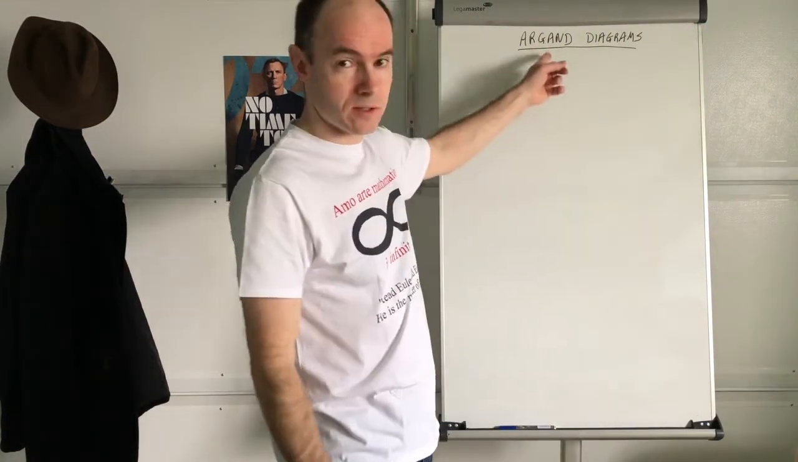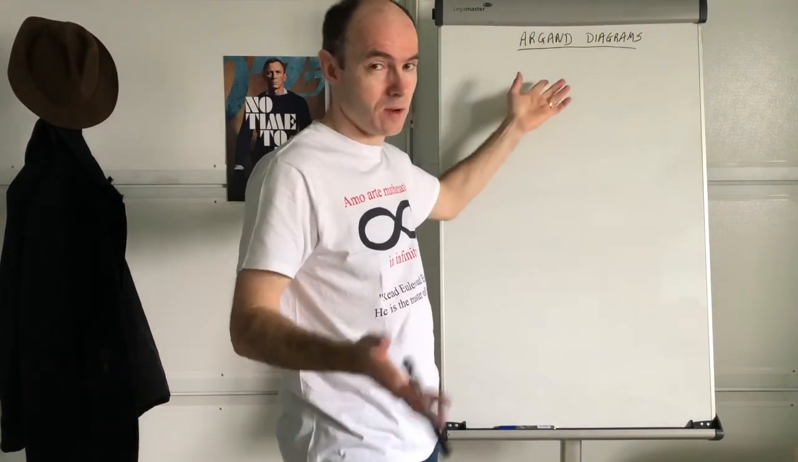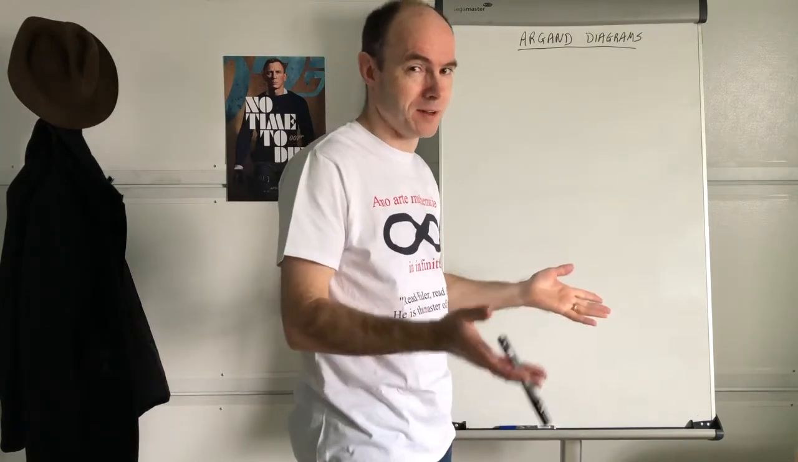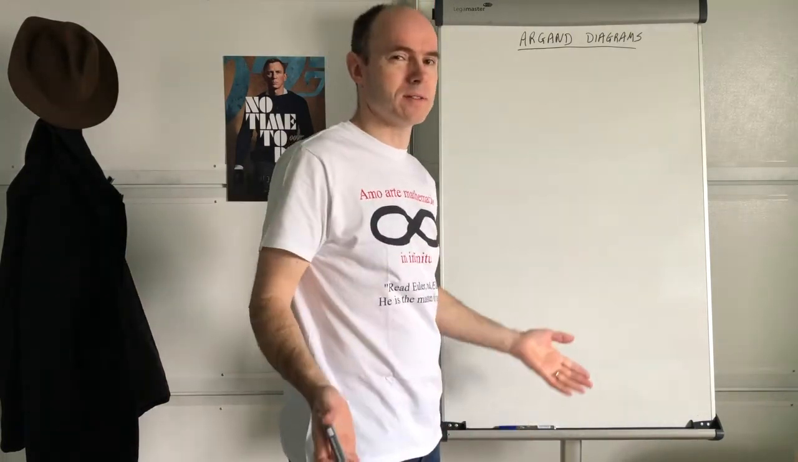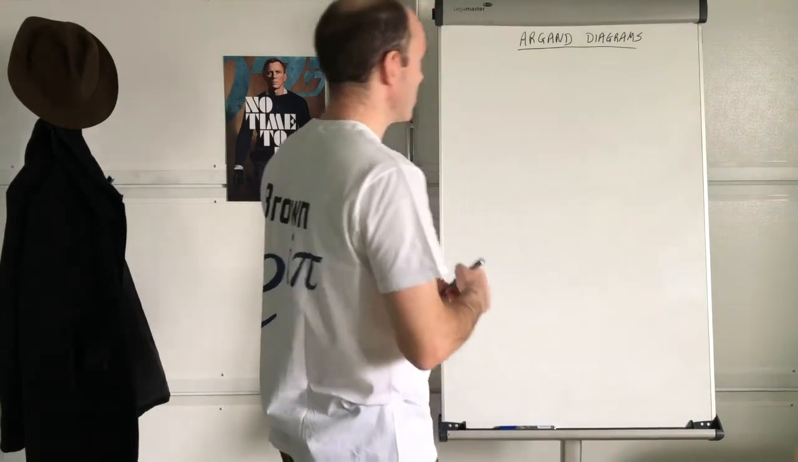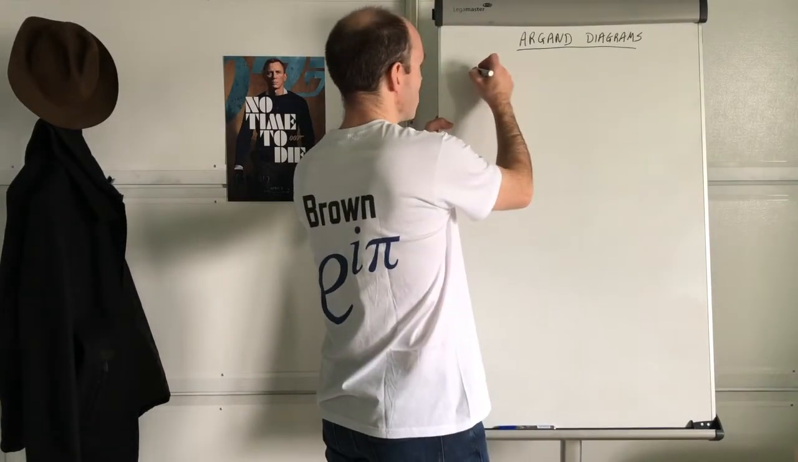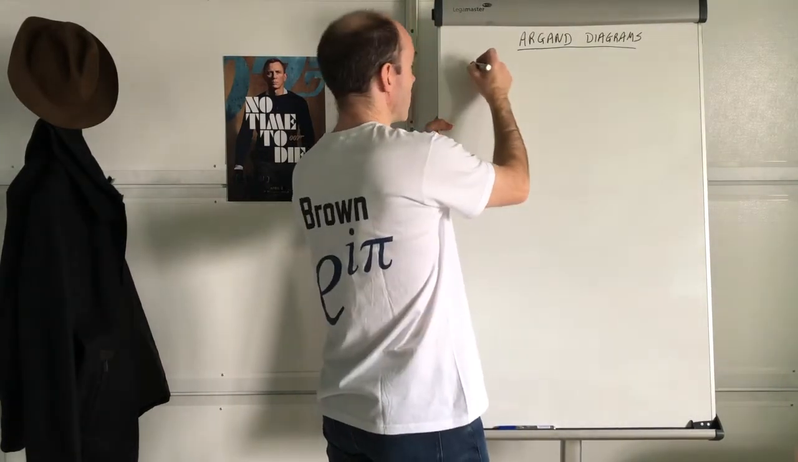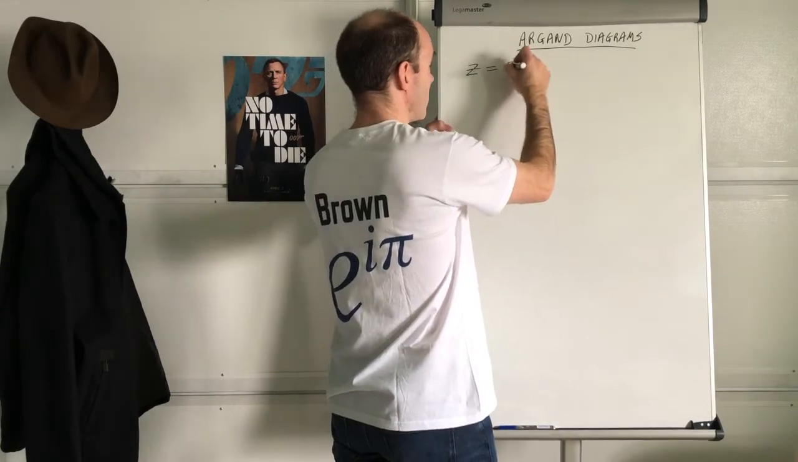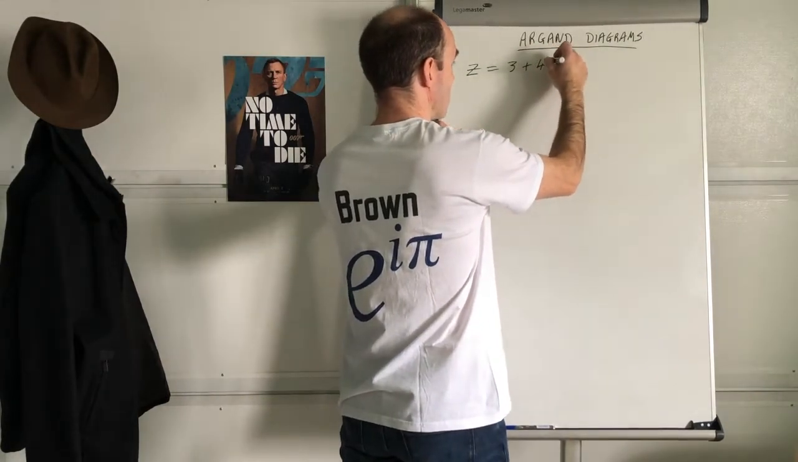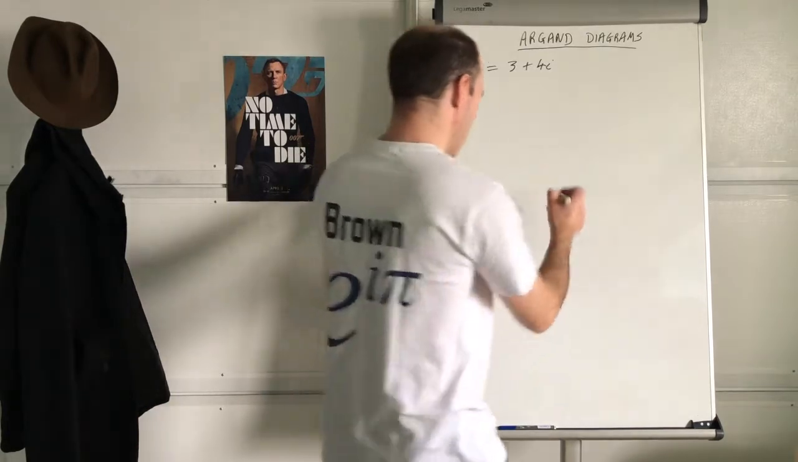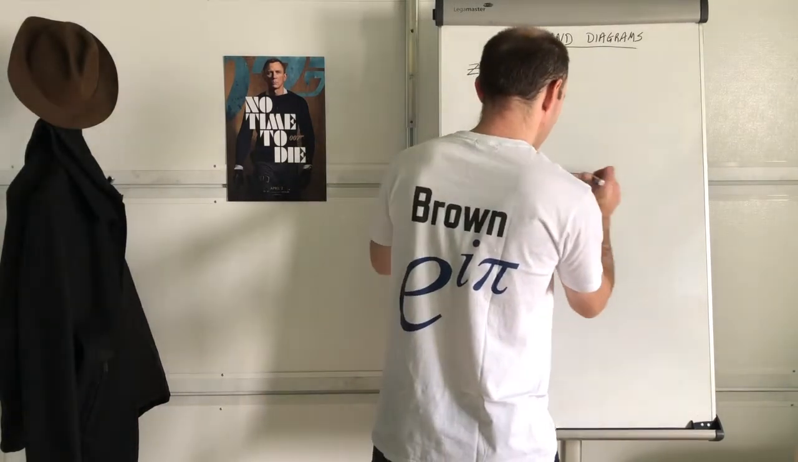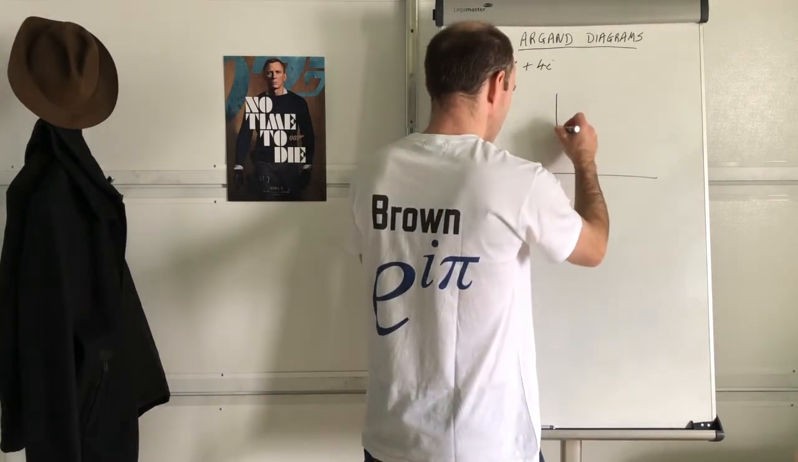Okay, Argand diagrams. Sorry, it's Argand because it's a French mathematician, Argand, but we call them Argand diagrams. Anyway, what's an Argand diagram? Okay, it's a pictorial way of representing a complex number. So I mentioned earlier that 3 plus 4i is a nice one to choose. An Argand diagram is essentially like a Cartesian set of axes.